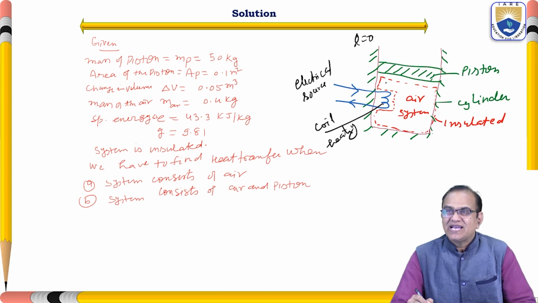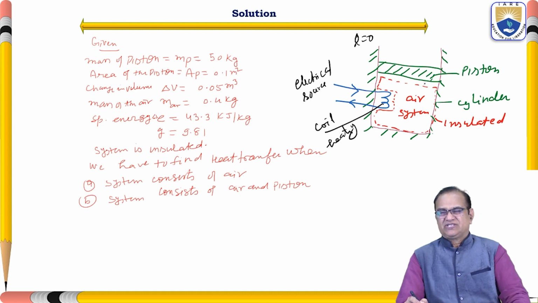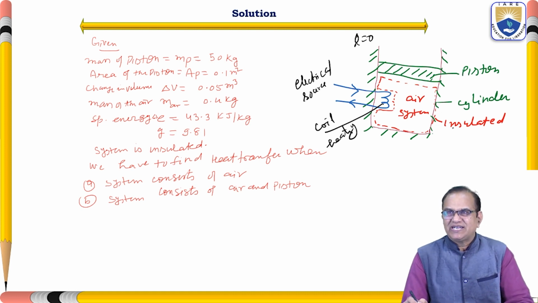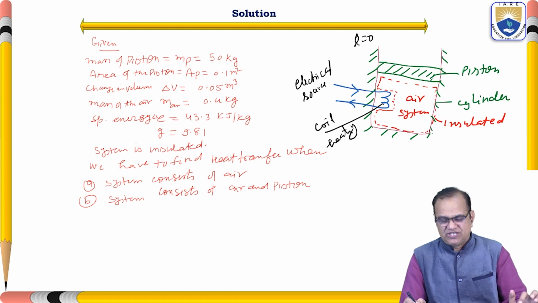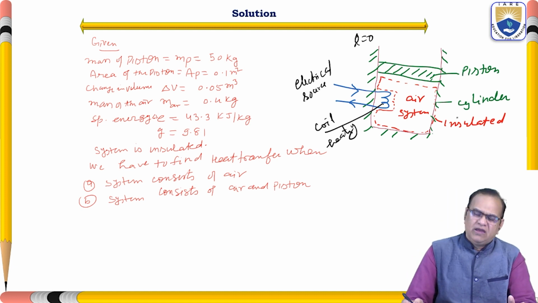Inside, we can see that this is the system. When we take only air as a system, we are not taking this coil also as a system, neither are we taking this piston as a system. And this is insulated, so Q is equal to 0. So, these things are given.